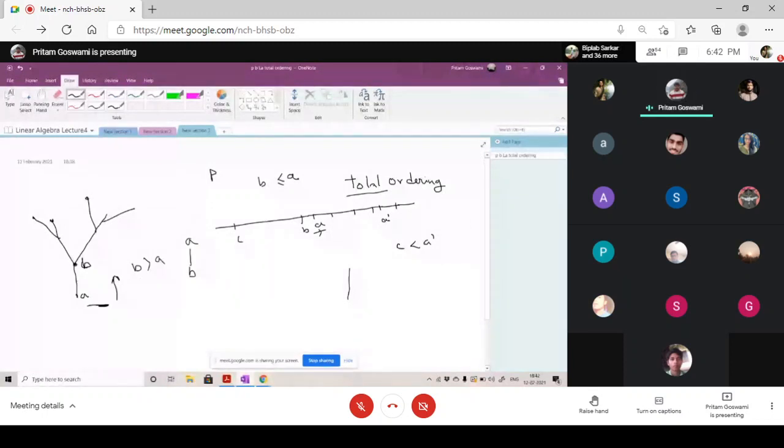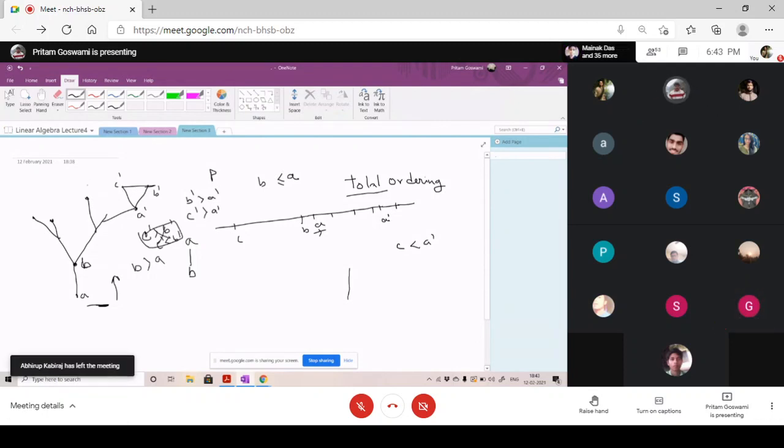But suppose in the tree, from here there are two branches, here and here, on the same level. Look here, a dashed, b dashed and c dashed. You can say that b dashed is greater than a dashed. You can also say that c dashed is greater than a dashed. But you cannot say c dashed is greater than b dashed or c dashed is less than b dashed. You cannot say it from this structure, right? Yes, sir. So this is actually partial ordering.